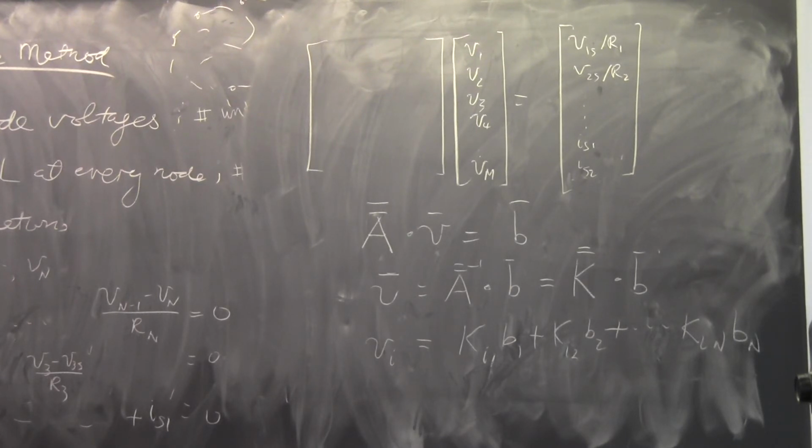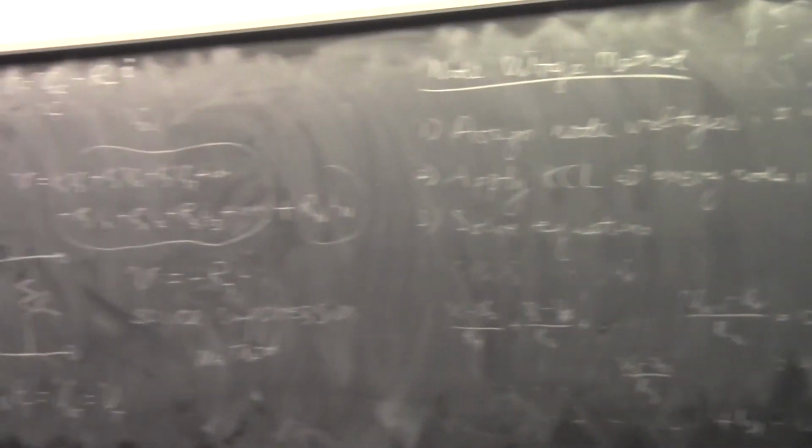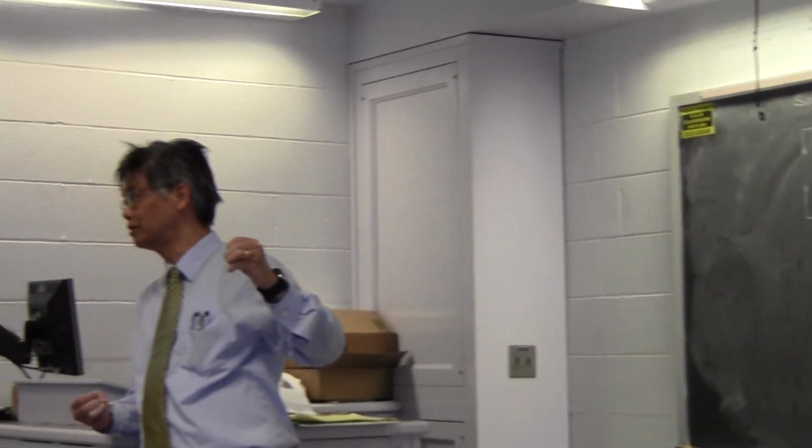Yes? What is the relationship between supernodes and superposition? Supernodes are nodes connected by a voltage source. A voltage source actually behaves like a short circuit, other than the fact that it has a voltage drop across the two points. So when you see two nodes connected by a voltage source, it's almost like the two nodes are connected by a short circuit. Okay? Any current that flows into the voltage source must also come out of the voltage source. So you can consolidate the two nodes into one supernode.